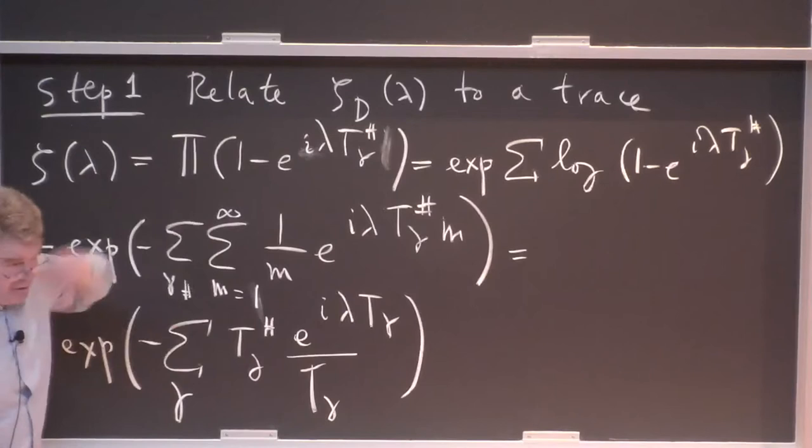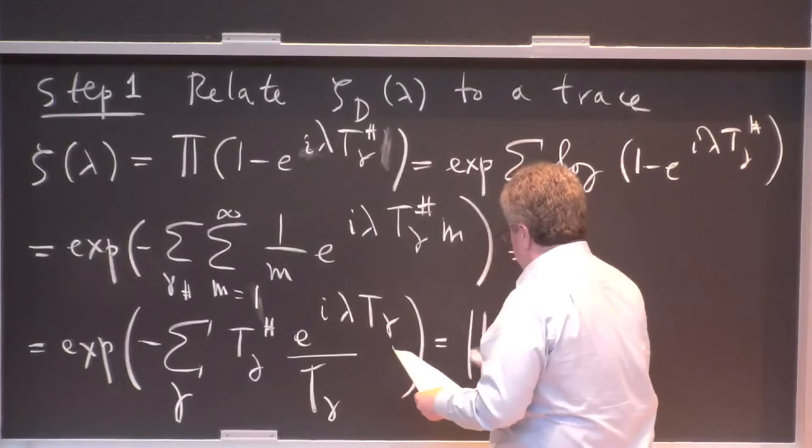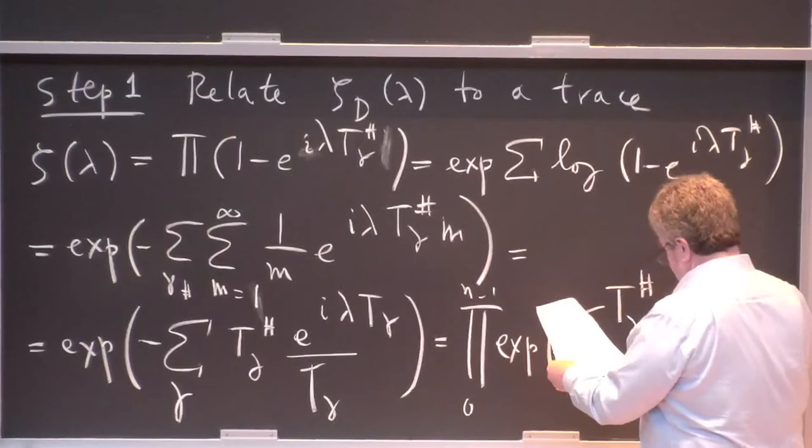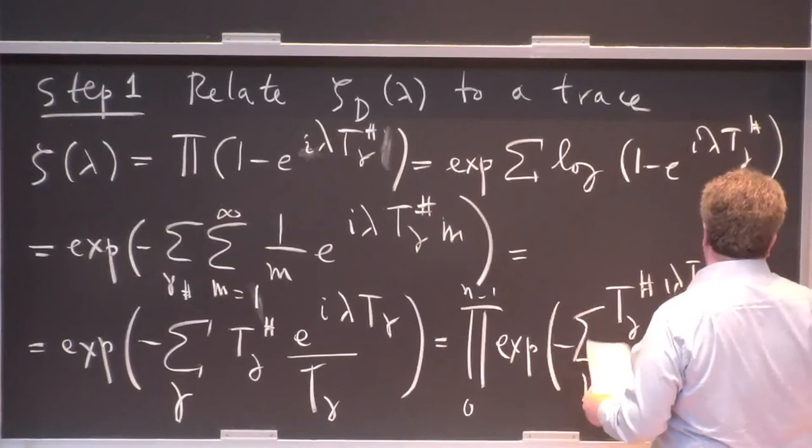And that I write as a product from 0 to n minus 1 of exponential of minus gamma T gamma star e to the I lambda T gamma trace of, let me just do it on a new blackboard, sorry.